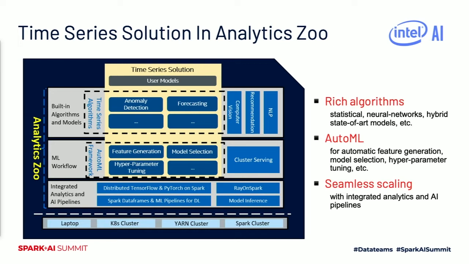There are three major features in our solution, as shown on the right side. First is that we provide rich algorithms, which include state-of-the-art neural network models and hybrid models. Second, we provide AutoML support, which automates the training process and saves the tuning efforts. And last, we utilize what's provided in Analytics Zoo to seamlessly scale the automated training in the big data cluster.